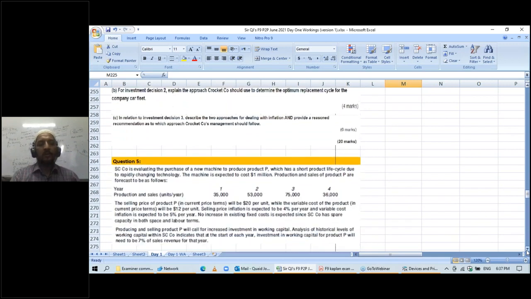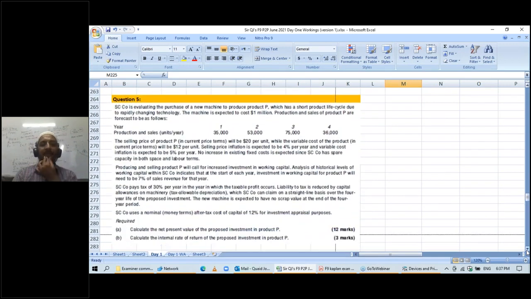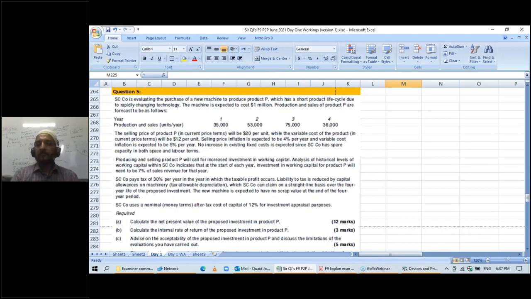Okay, now we'll be doing question number 5. This is SC Company. So students, we are now moving on to the section C question. We are doing a section C type question now.